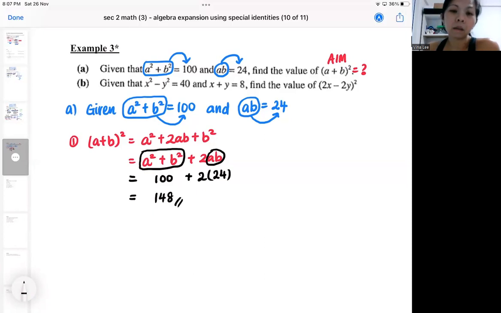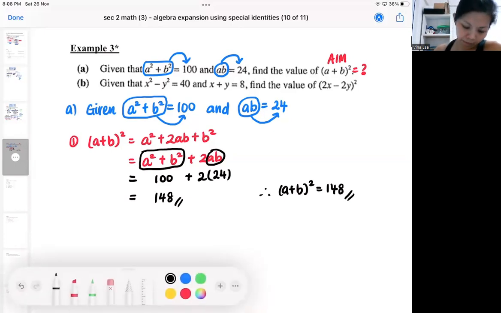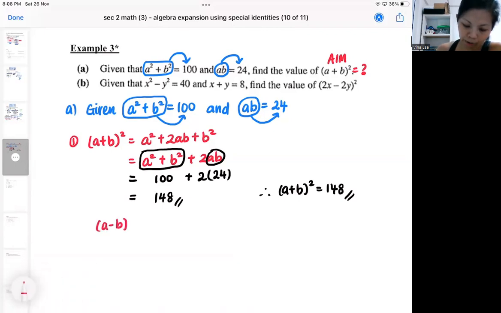So if you look at part A, despite not knowing what's your A, despite not knowing what's your B, by using formula number 1 and some manipulation, I actually can find the value. This value will be 148. Can they ask for A minus B square? Let's say they ask instead, what if you are asked to find A minus B square? Will you be able to find? The answer is yes.